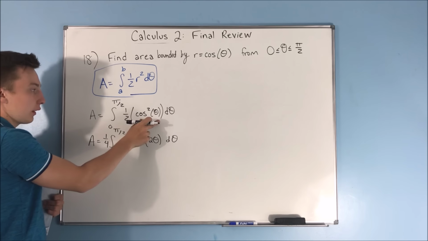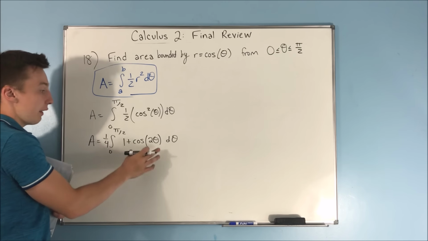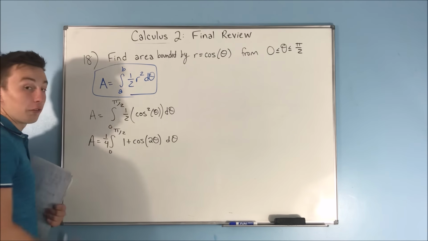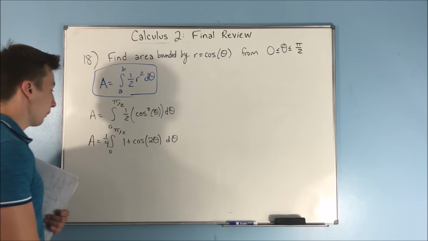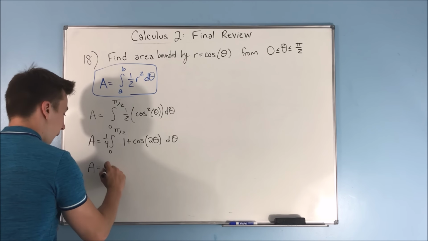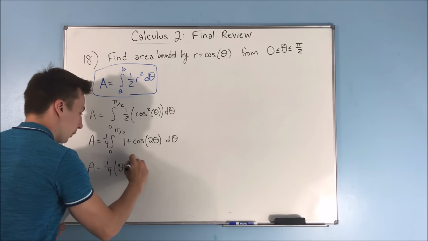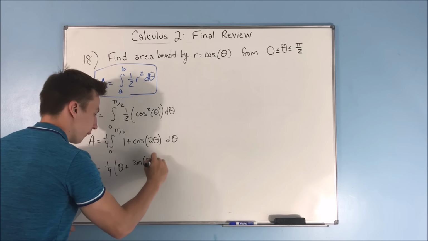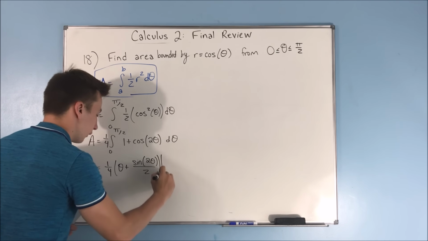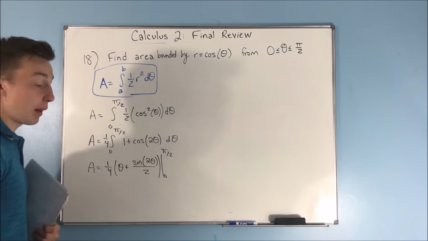Okay, so I use the half angle identity here to get 1 plus cosine of 2 theta over 2, and that over 2 I took out with this 1/2 to get 1/4 on the outside. Okay, so now we have a 1/4. We can integrate this to get theta plus sine of 2 theta over 2, and that's going to be evaluated from 0 to, not 2 pi, pi over 2.